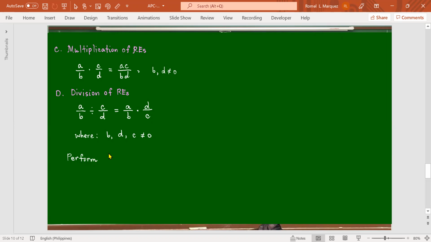Perform the indicated operations, assuming none of the denominators is 0. Assume that no denominator. What does this condition mean, guys? Children, what does this mean? No variable in the denominator will have a value that will make the denominator 0.